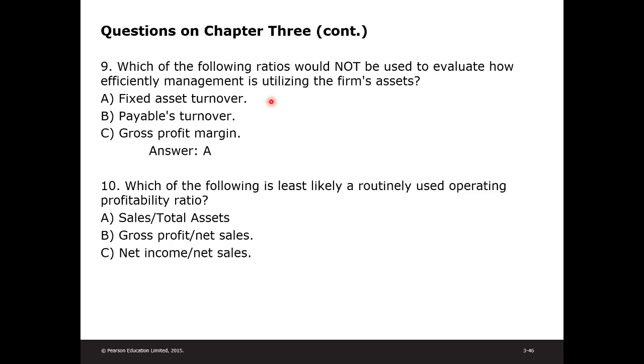Which of the following is least likely a routinely used operating profitability ratio? And let's be careful here. He is telling you least likely. So which one of these is the wrong one? Sales to total assets, gross profit divided by the net sales, or net income divided by sales. Of course, sales to total assets is considered as an activity ratio, not a profitability ratio. So the answer will be A.